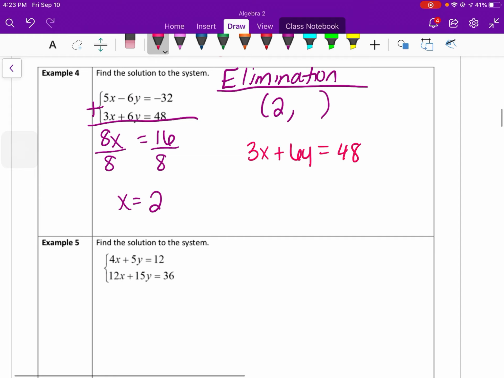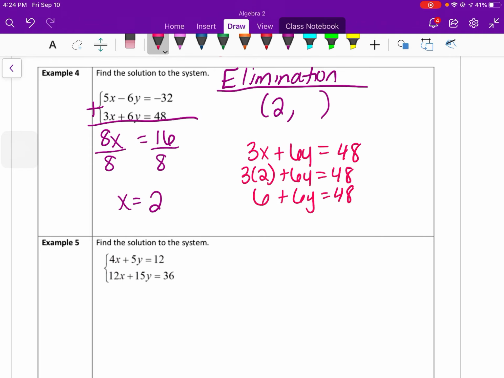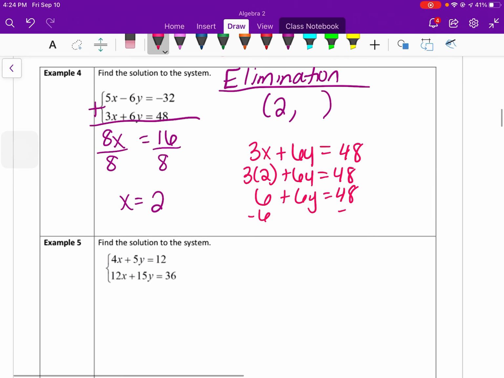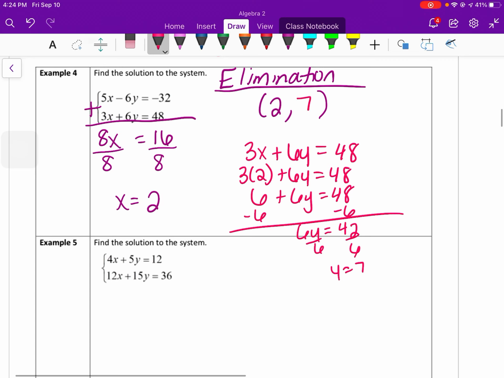And I'm going to plug in 2 for x. So that's going to be 3 times 2 plus 6y equals 48. So that's 6 plus 6y equals 48. Subtract 6 from both sides. And I get 6y equals 42. Divide by 6, and y would equal 7. So my final answer would be the ordered pair 2, 7.